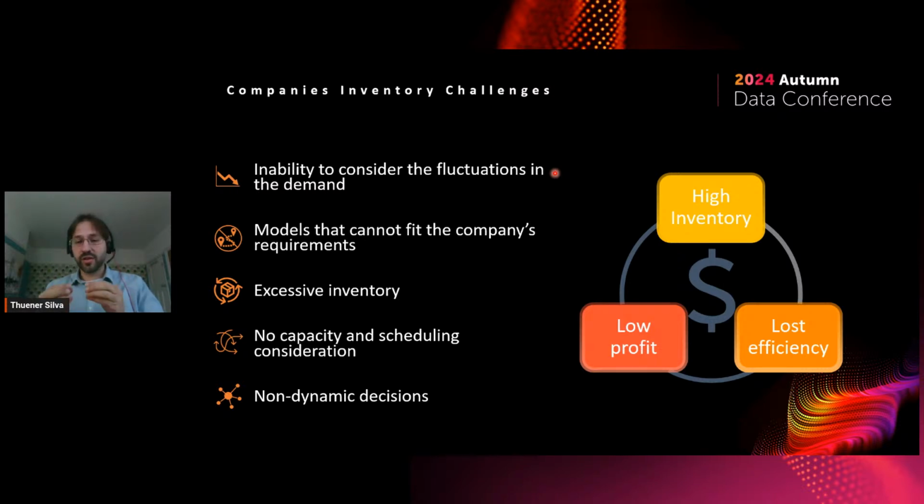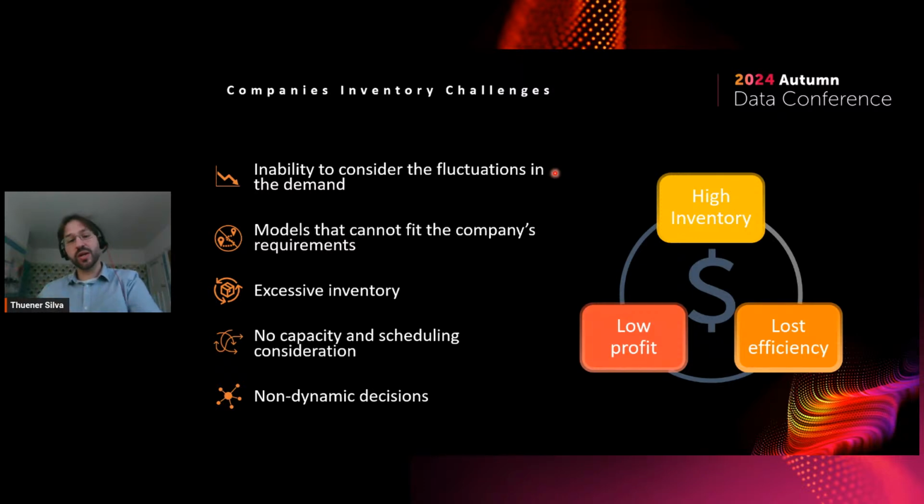Sometimes they can consider it, but it will be quite rigid, right? They will try to have some shock absorption, but it's not dynamic; you decide it for the whole year, and then reality changes. So they have this inability to consider demand fluctuation in the process, not as an external thing where you build up inventory just for demand fluctuation. Models cannot fit the company's requirements.